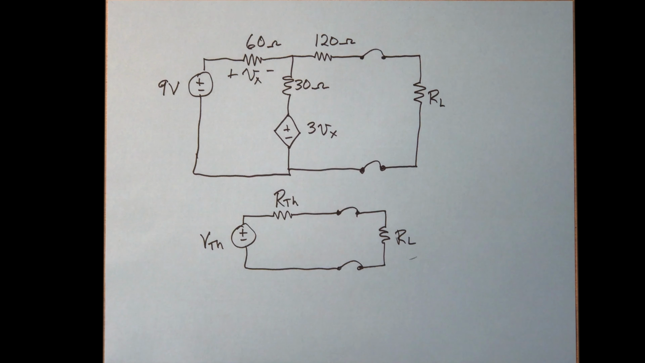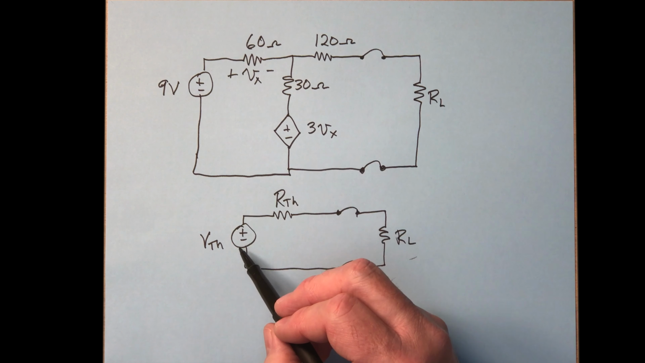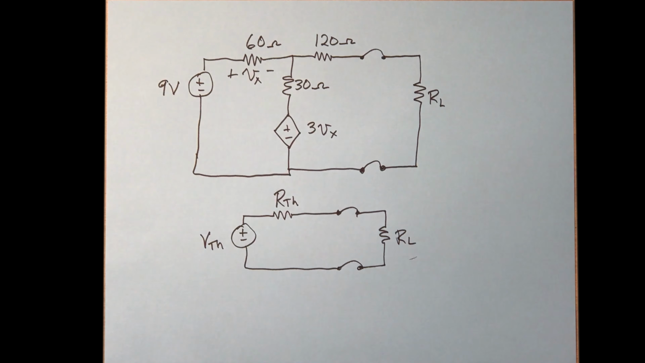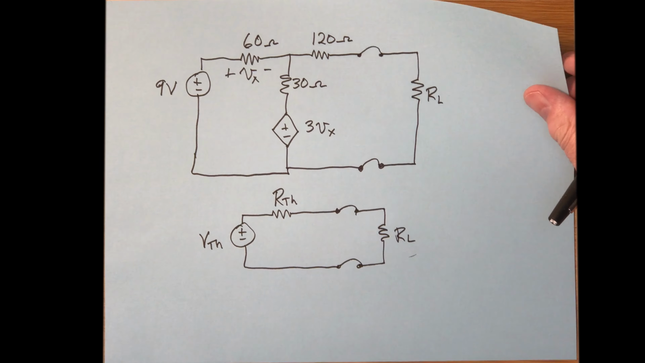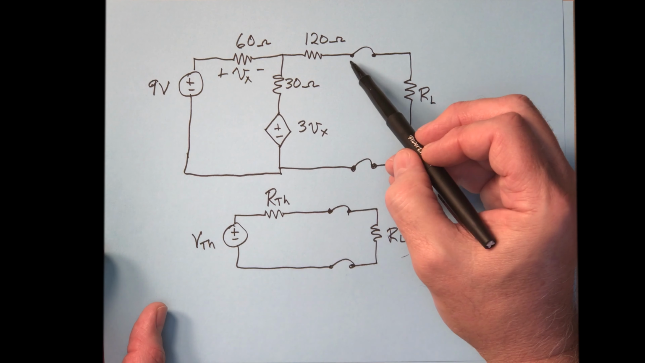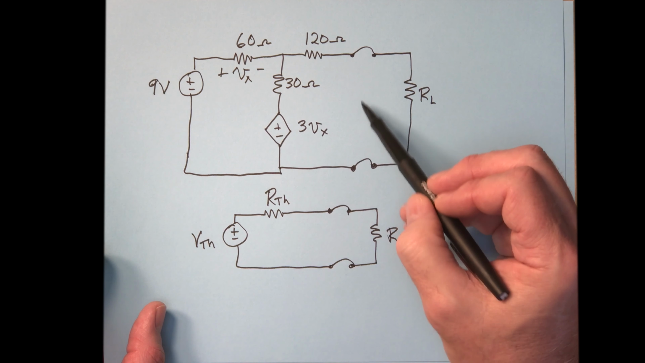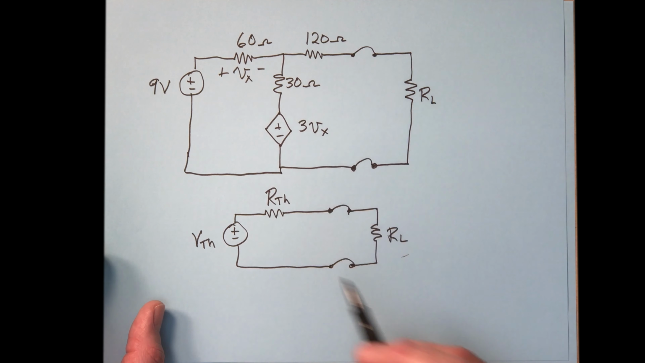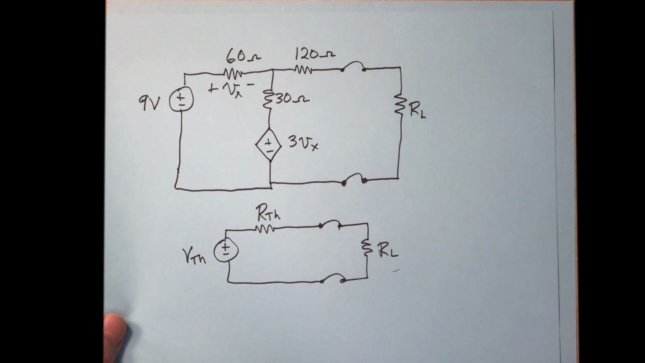However, if we want to know what the value of the maximum power is, then in that case we need VTH in order to compute that. So let's find RTH and VTH. Let's start with RTH. We're going to disable the 9-volt source here. And let's put a test source over here so that we can then compute what RTH is.